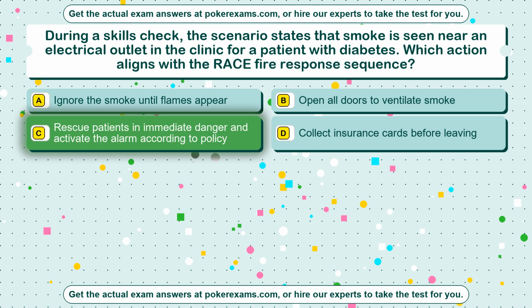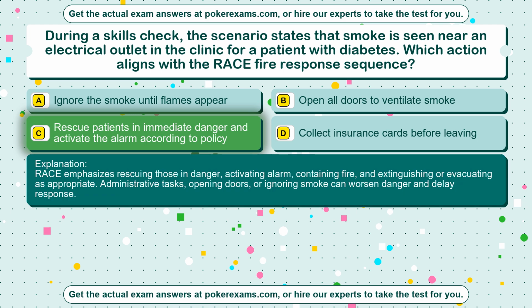The correct answer is option C. Rescue patients in immediate danger and activate the alarm according to policy. RACE emphasizes rescuing those in danger, activating the alarm, containing the fire, and extinguishing or evacuating as appropriate. Administrative tasks, opening doors, or ignoring smoke can worsen danger and delay response.